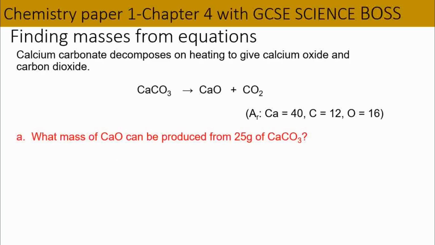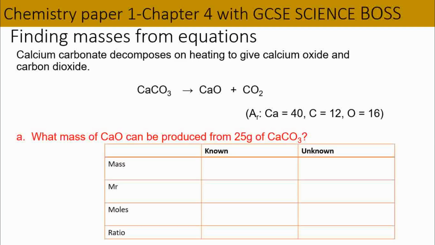Okay, good. Now here's another question, because doing one question doesn't help us. I would always in my videos try to do at least 3 questions to make sure that you understand. So calcium carbonate decomposes on heating to give calcium oxide and carbon dioxide. Equation is balanced. I have the AR there. What mass of calcium oxide can be produced from 25 grams of calcium carbonate? All right, and I set up my calculation card as shown there.